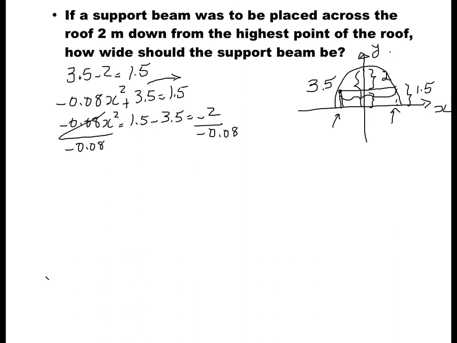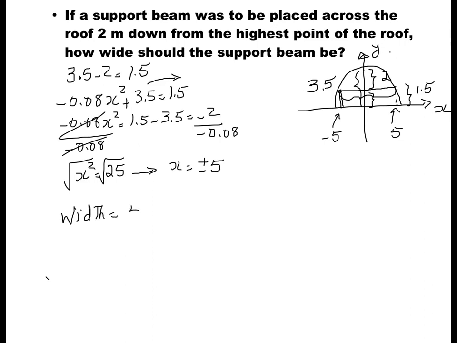and I get x squared is equal to 25. When I take the square root of both sides, I get x is plus or minus 5. Now, as usual, if this is 5, this is negative 5. The width of the supporting beam is just 5 minus negative 5, which is 5 plus 5, which is 10 meters. So this means that the width of the supporting beam has to be 10 meters.